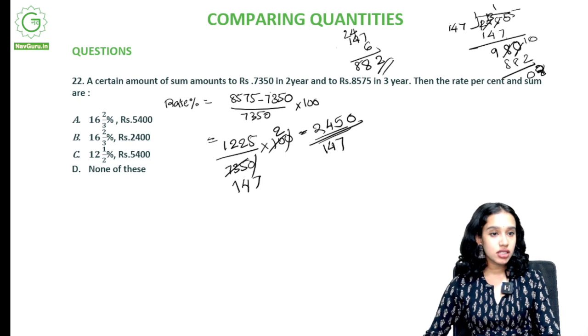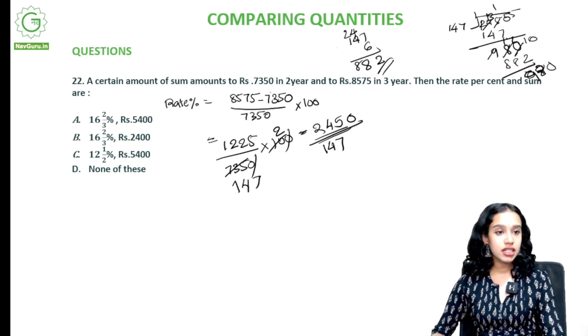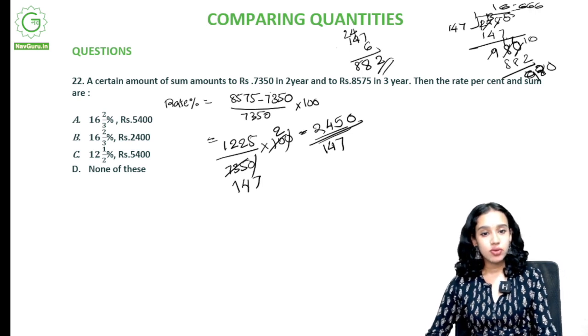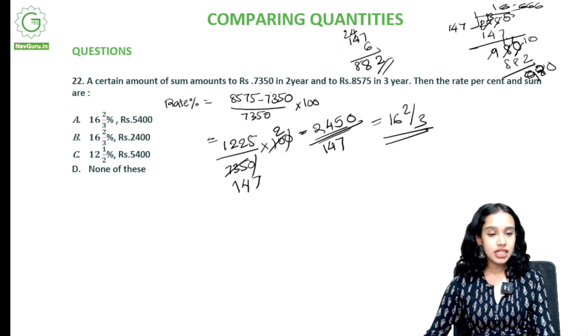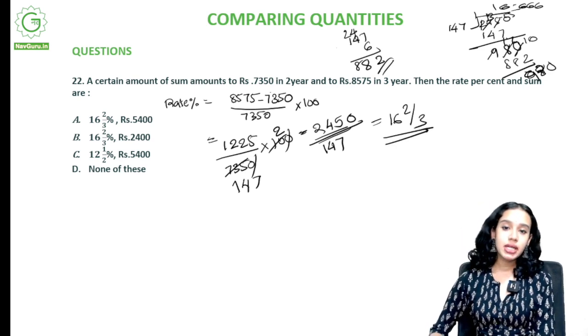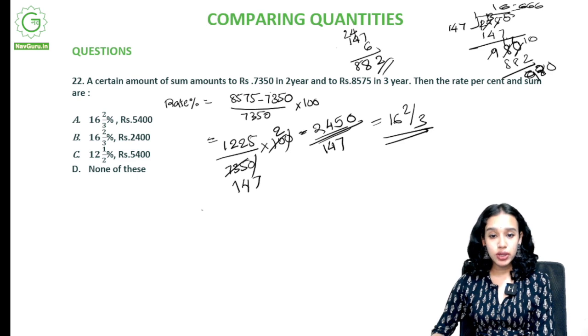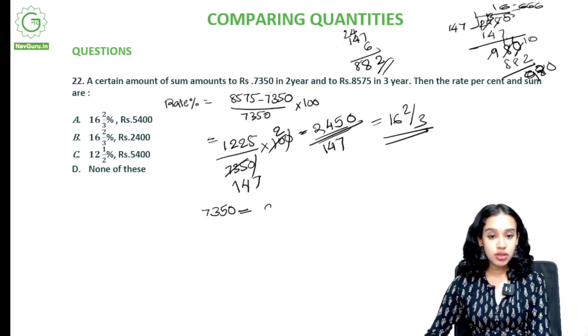So this is 7, this becomes 17, and this becomes 9. It just continues on the process, 16.666, which is equal to 16 2 by 3, right? Now let's find the sum. Now we know that 7,350 is equal to the principal amount x into 1 plus, what is the rate here? 16 2 by 3. This is 16 into 3 plus 2.